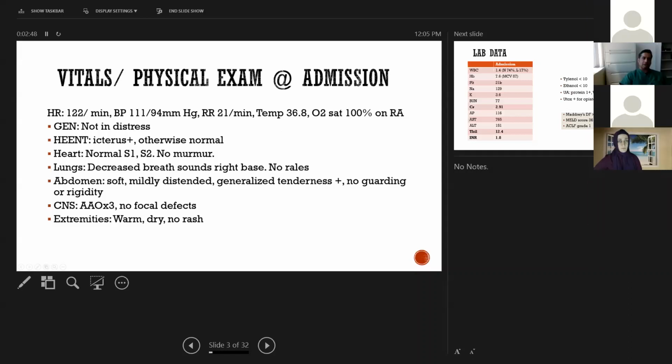However, on the rest of the physical exam, you can see that she was profoundly icteric. Heart sounds were normal. There were decreased breath sounds on the right side. Abdomen was soft, mildly distended. There was generalized tenderness, but no guarding or rigidity. She was alert times 3, no asterixis or altered mental status.